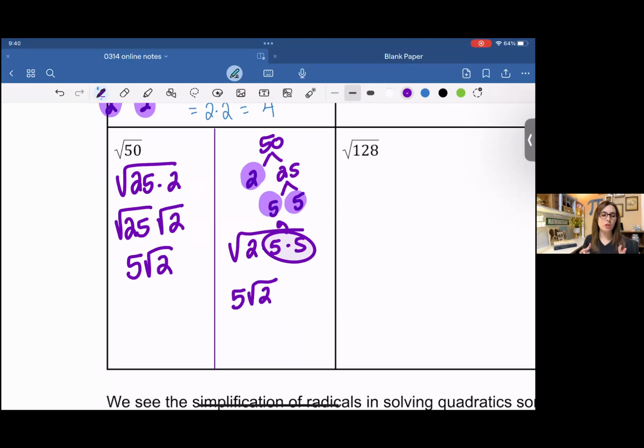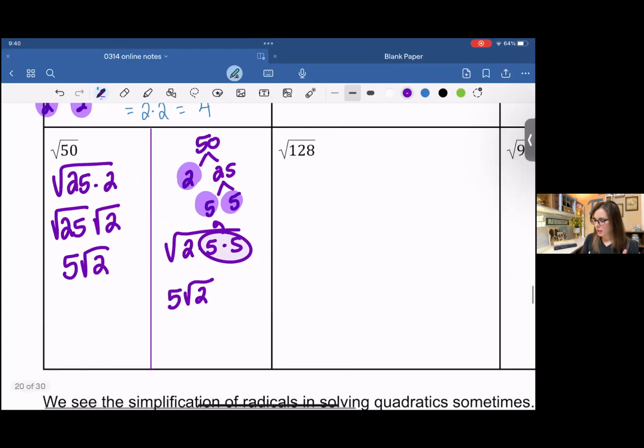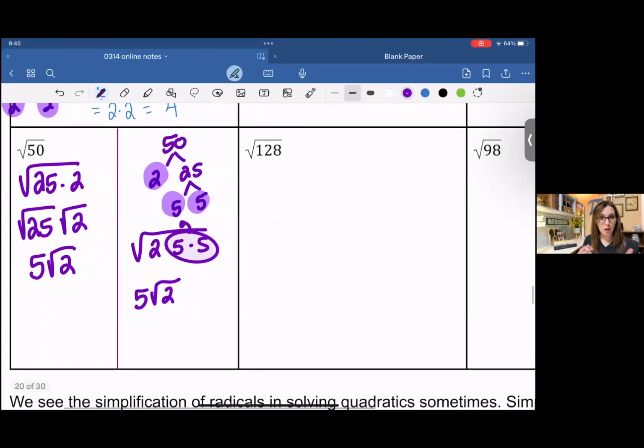So 2 different ways to do the same problem. We got the same solution. You get to pick which one you like the best. So for square root 128, go ahead and try it. You can use the method of your choice. I'll show both, but go ahead and try it.